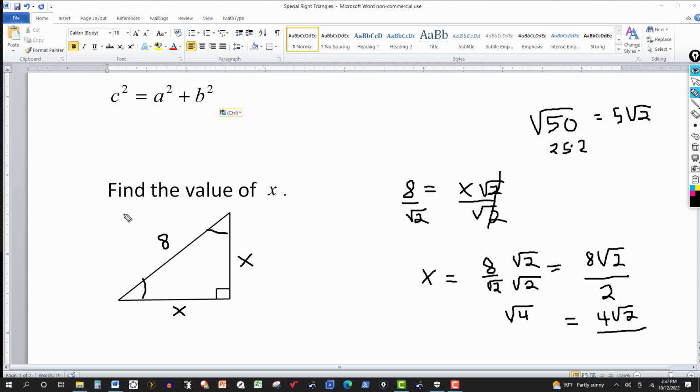Okay, in the next video we're going to look at the 30-60-90 degree triangle, along with more complicated examples from this particular video.